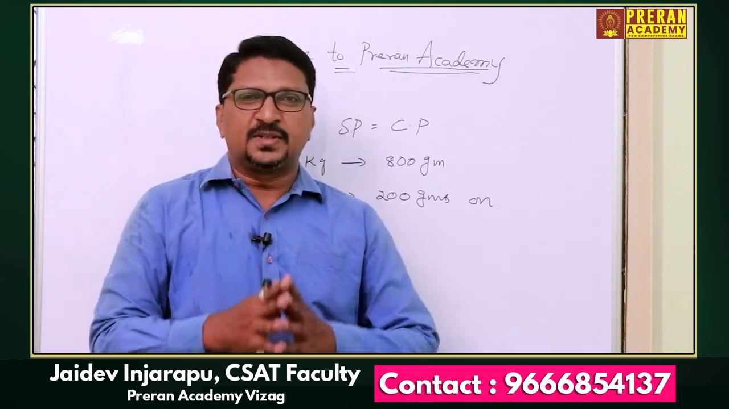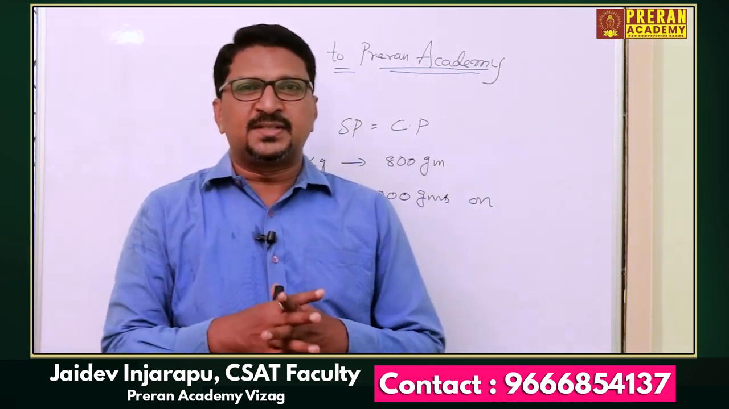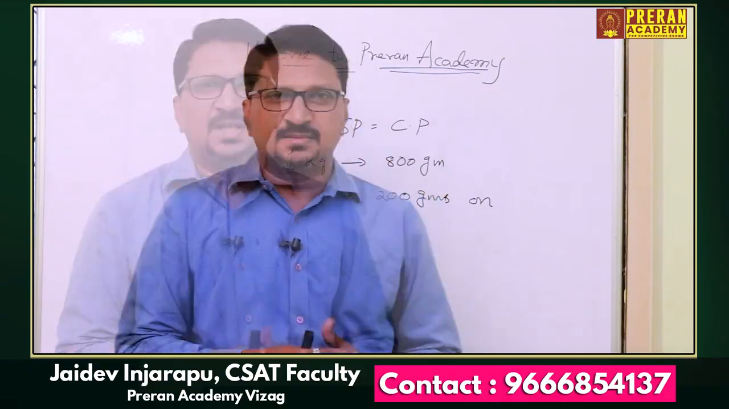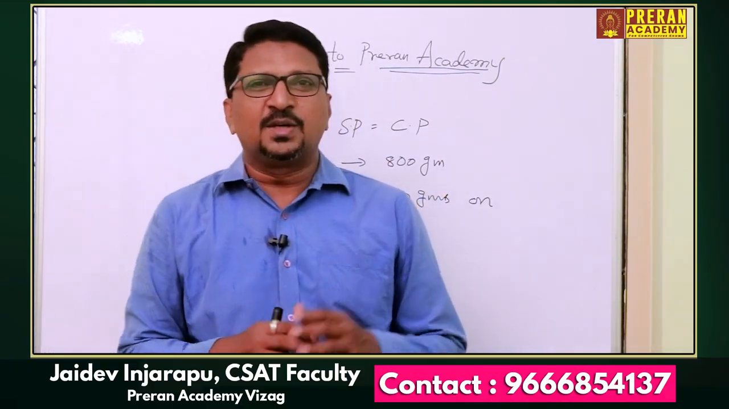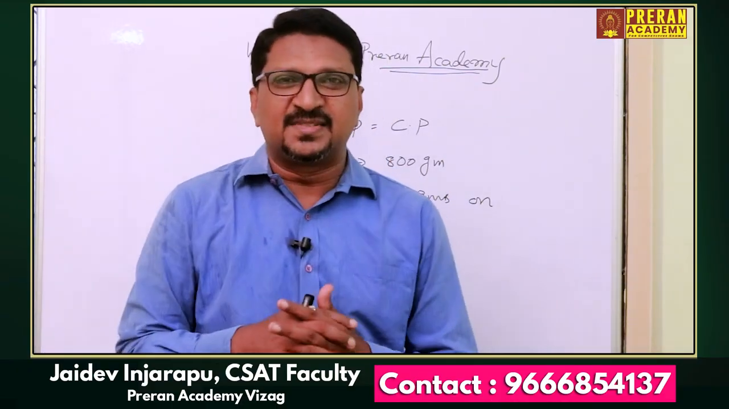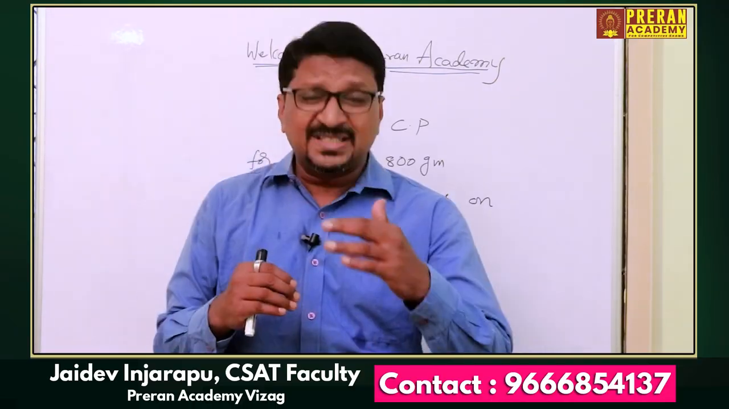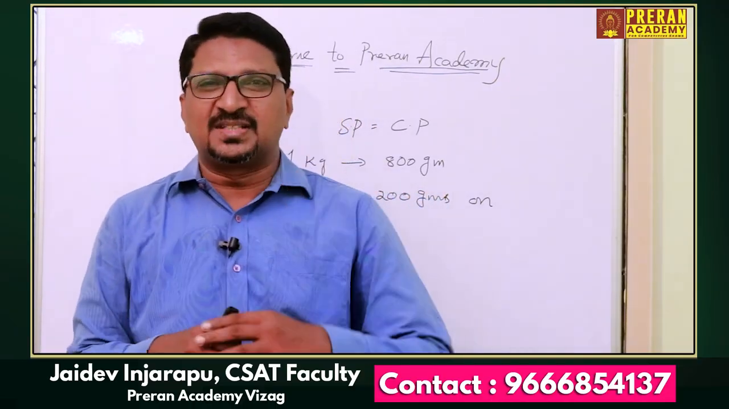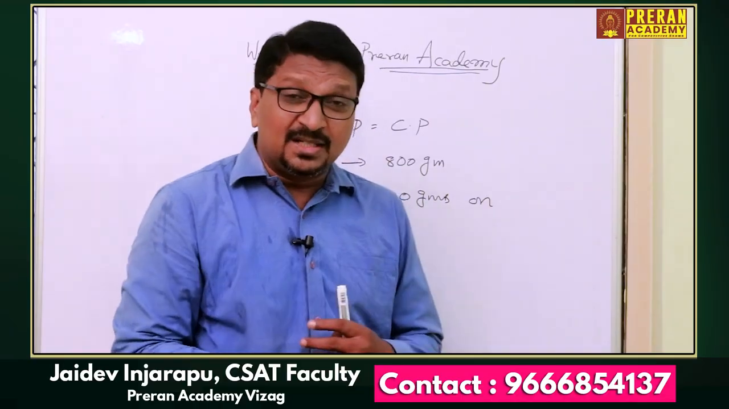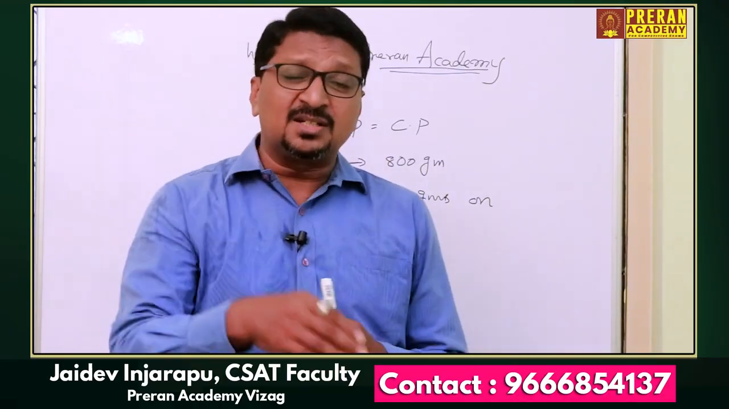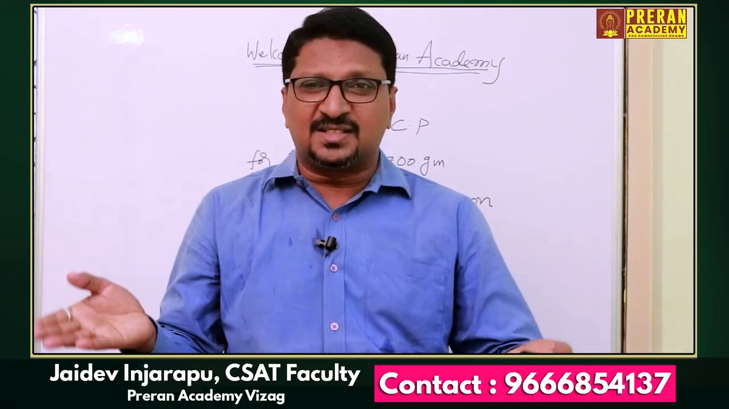Friends, the second question. A dishonest seller professes to sell his goods at cost price. However, for every 1 kilo, he is weighing only 800 grams. Now the question is, what is his profit or loss percentage? You need to understand the given data again here.